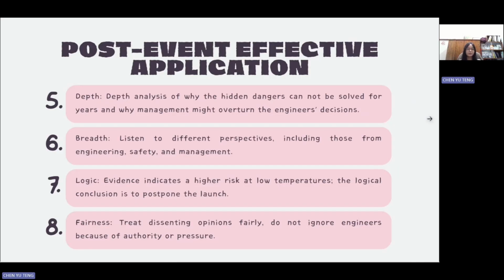Sixth, breadth. Listen to different perspectives, including those from engineering, safety, and management. Seventh, logic. Evidence indicates a higher risk at low temperatures. The logical conclusion is to postpone the launch. Eighth, fairness. Treat dissenting opinions fairly. Do not ignore engineers because of authority or pressure.